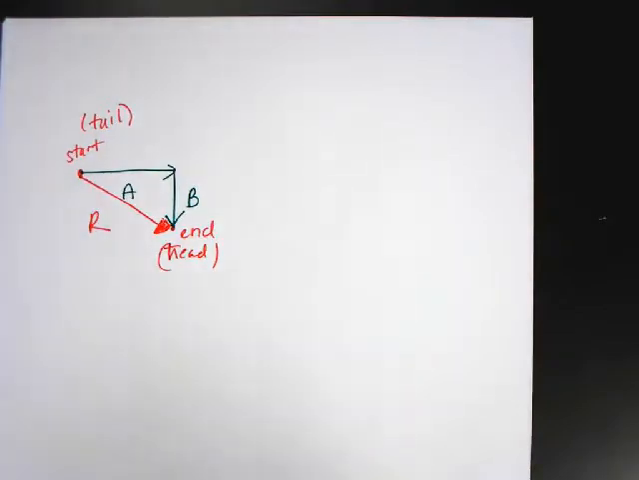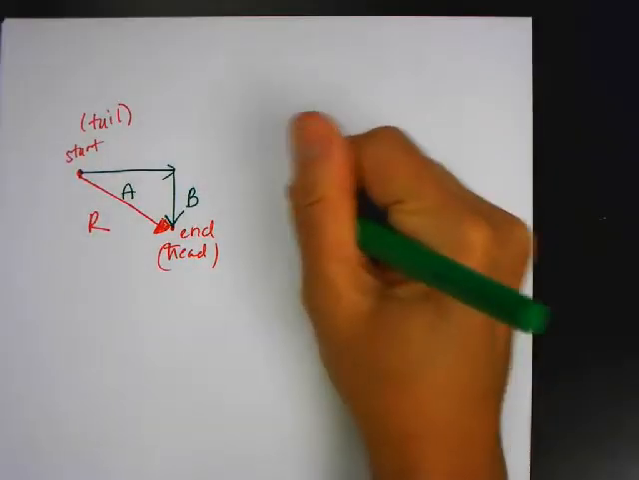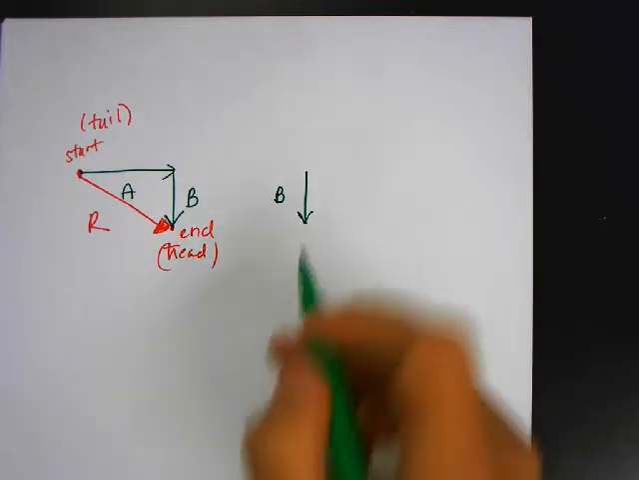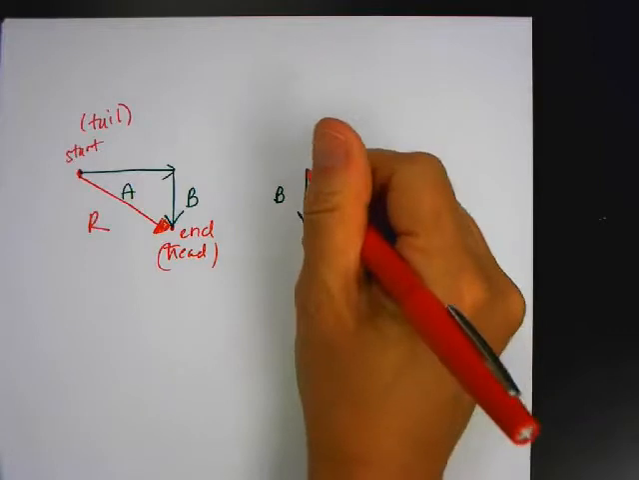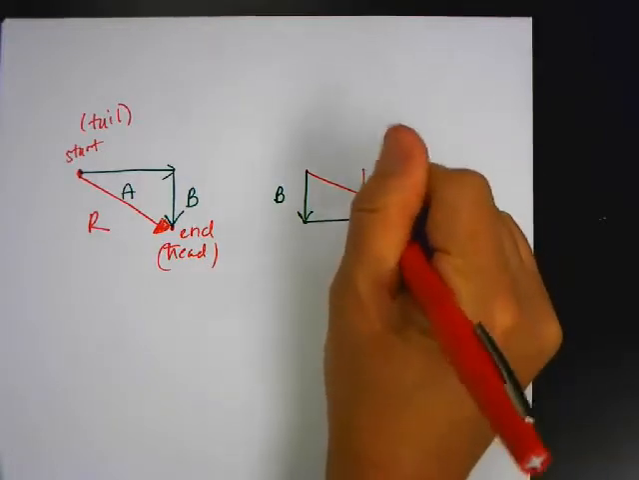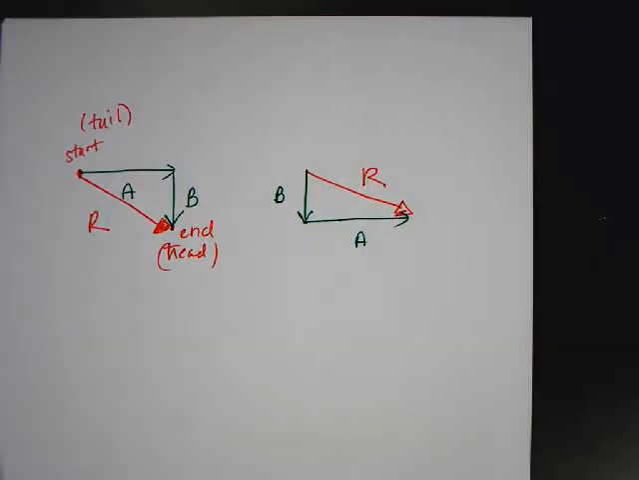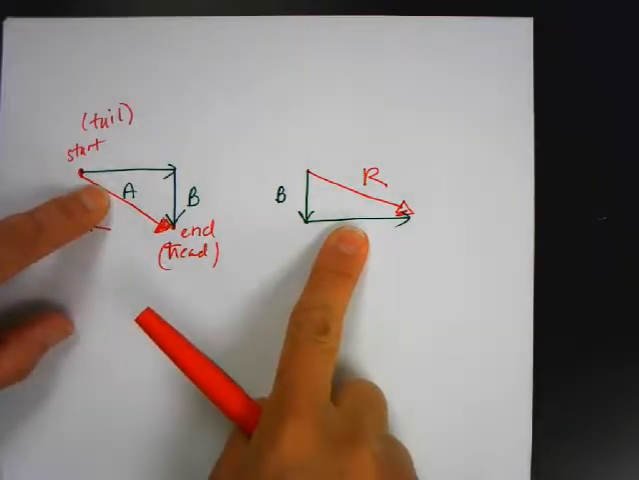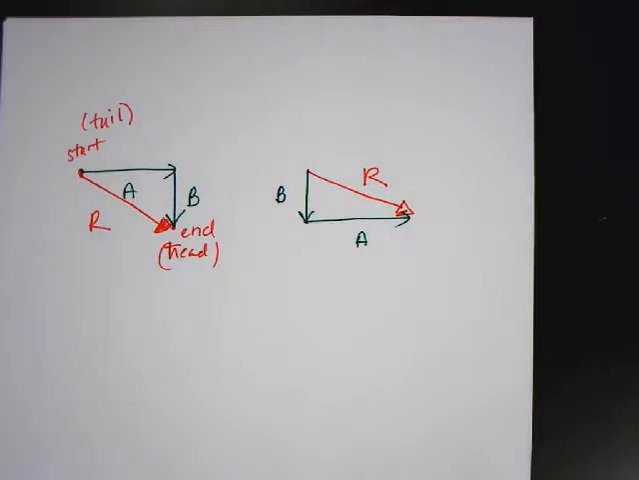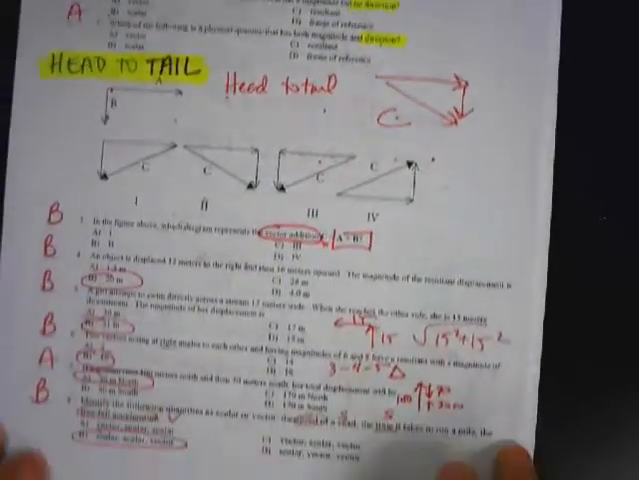Now what if I said, you know what, let me do B first. And then from the head of that vector, I do the tail of the other. Here's A. From where I start to where I end up, here's my resultant. Did it look the same? Yes. So it doesn't matter if I do A plus B or B plus A, the magnitude and direction of the resultant are the same, right? All right, so that was number 3.